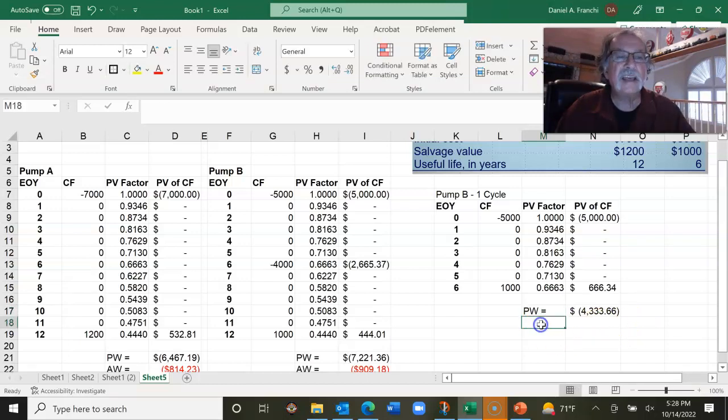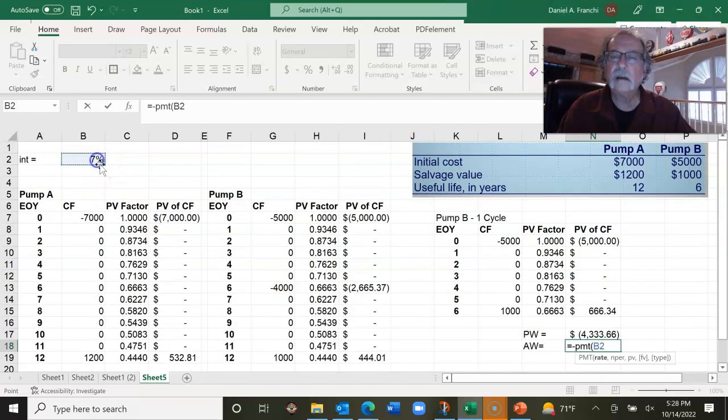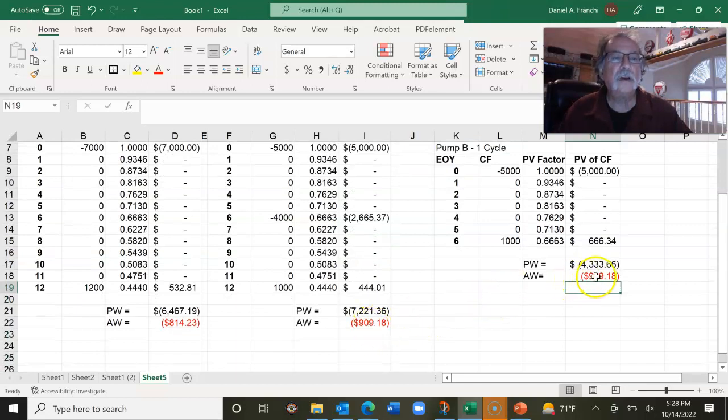And if we annualize that over 6 years, look what happens. We get 909.18. So the conclusion here is that when you're annualizing, comparing projects using annual worth with different lives, if you can assume repeatability, you only have to do the calculation on one cycle.